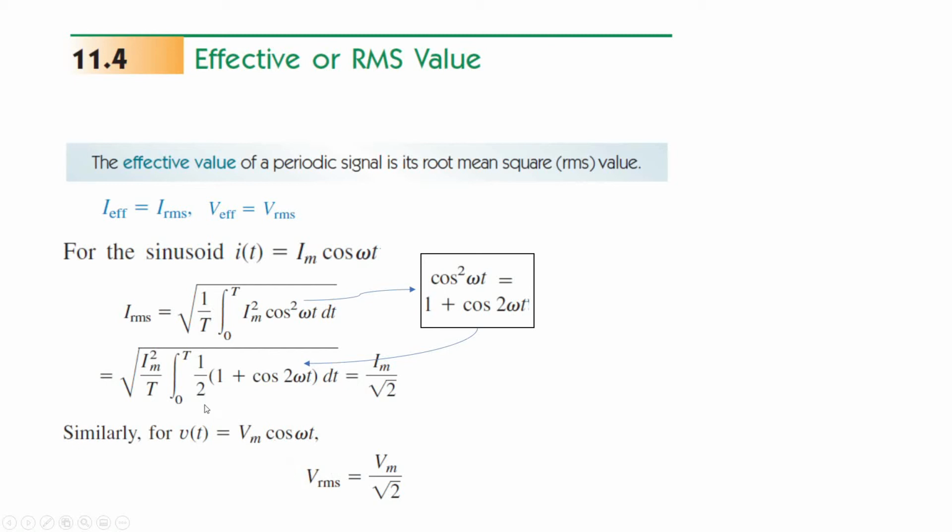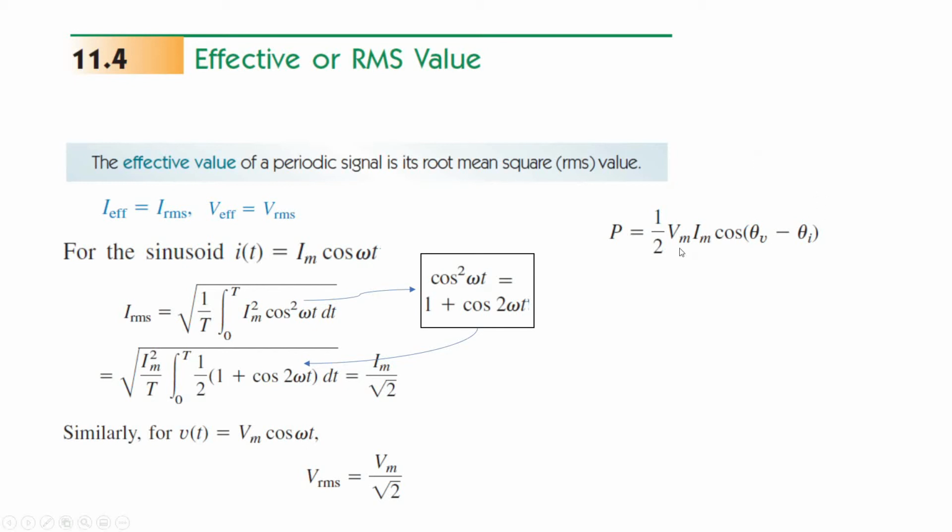Once we have these IRMS and VRMS values of AC sources, we can then move to represent the average power of the AC source in terms of IRMS and VRMS values.